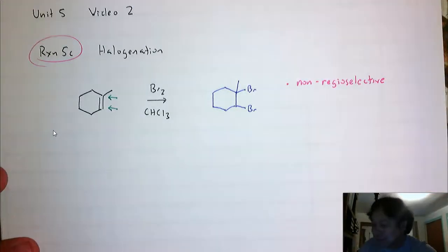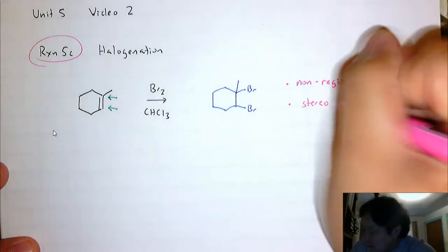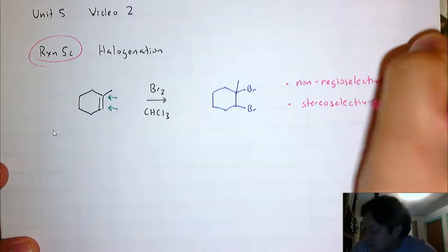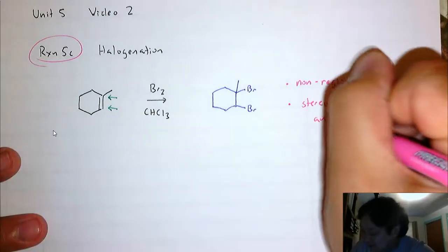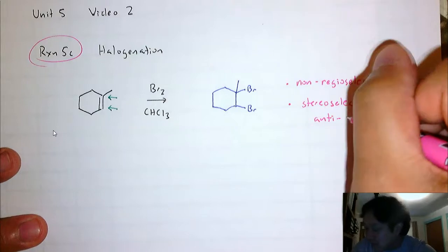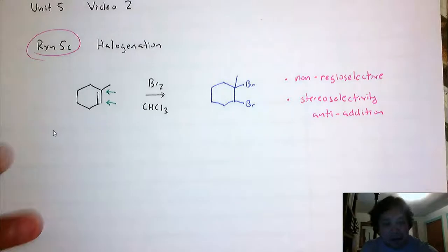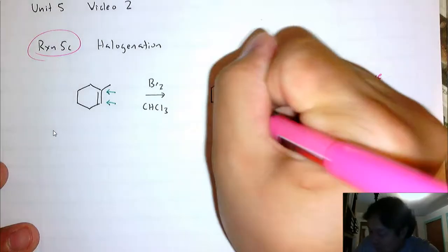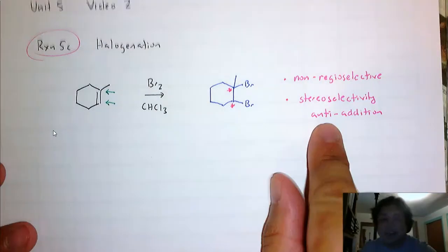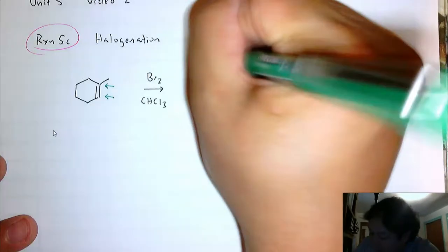Stereoselective though is a different story. So it is stereoselective. And the terminology to describe its stereoselectivity is syn addition. Oh, duh. Anti-addition. A new term for most of us. Now the thing is, this is a good example. I'm glad I picked this example. We form two chiral carbons there and there. So let me show you what anti-addition means. Because this is not the final answer. This is without stereochemistry.